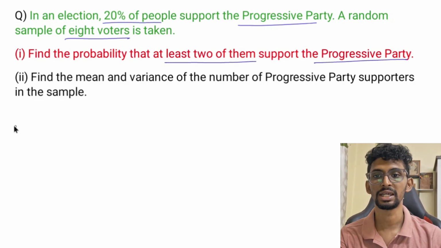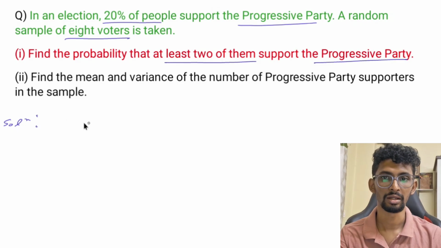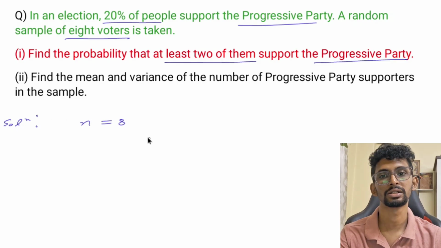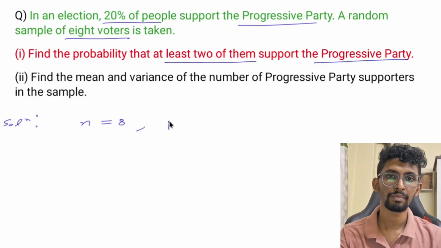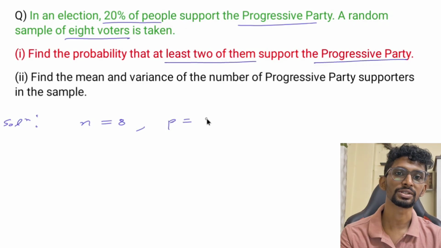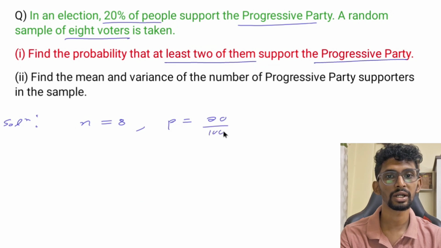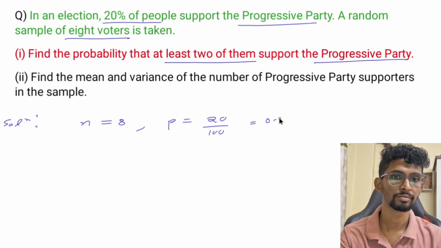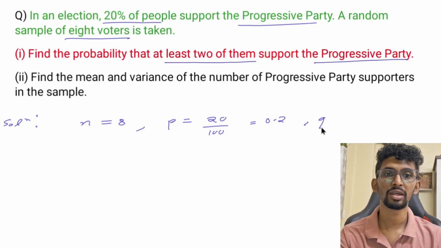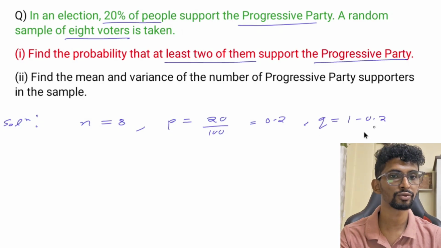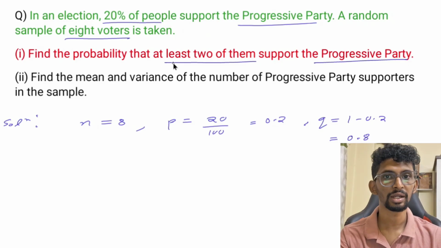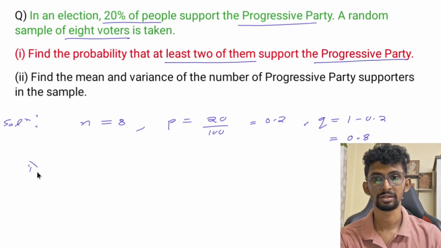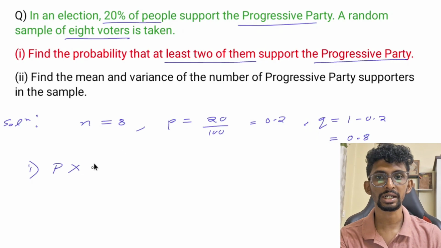Now in this case, the number of trials N is 8. Clear? And what will be P? P is given as 20%, so 20 by 100, that will be 0.2. Accordingly, Q will be 1 minus 0.2, that is 0.8. Next, we have to find the probability that at least 2 of them support the Progressive Party. So that is P of x at least 2, so greater than or equal to 2.